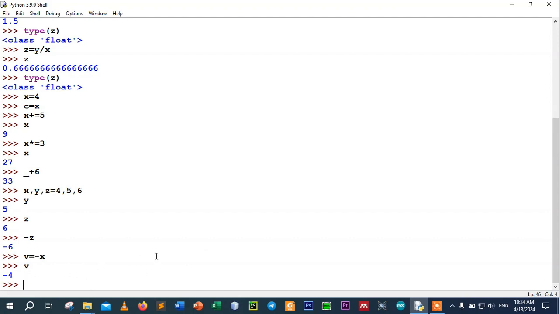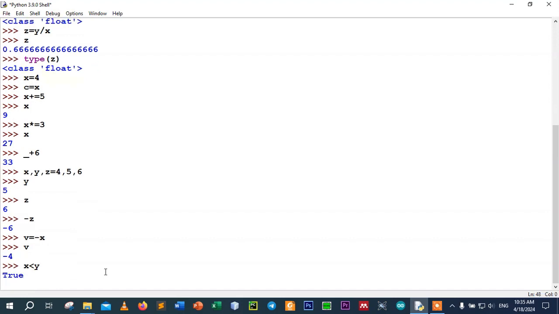The other one, relational operator. Just to express the relationship between two or more variables. For example, is x less than y? True or false? It is a relational operator, not an assignment operator. It is true because the value of x is 4 and the value of y is 5.